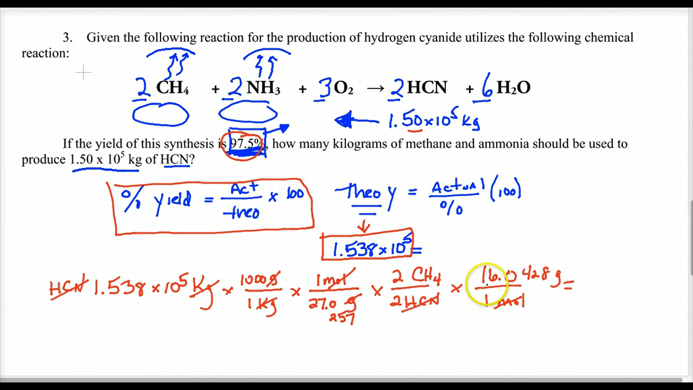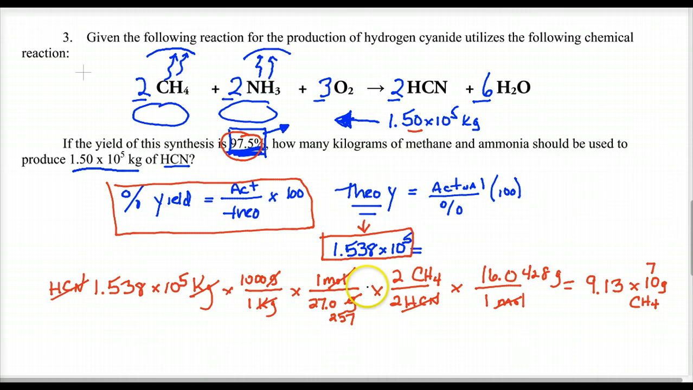Put that through my calculator. Notice I have it all set up. I have grams of methane. I've got 9.13 times 10 to the 7 grams, and of course that is methane.